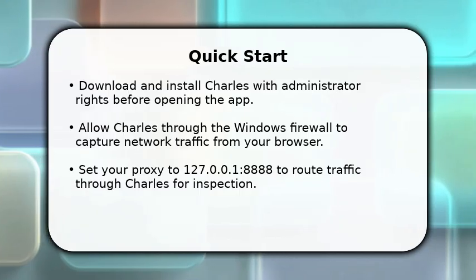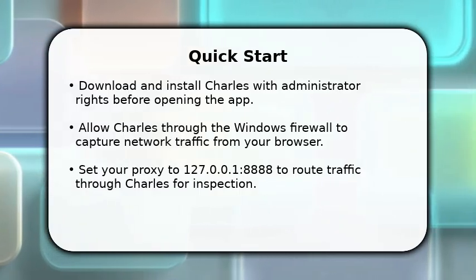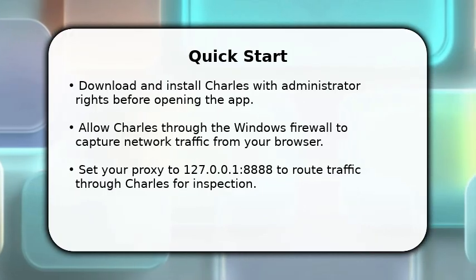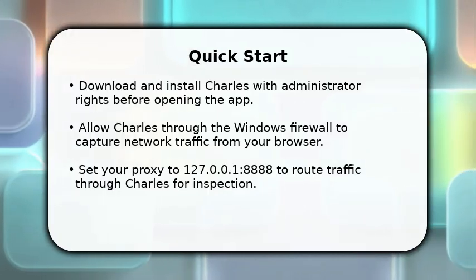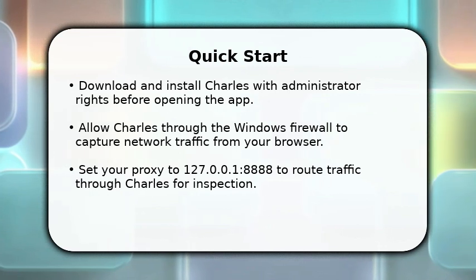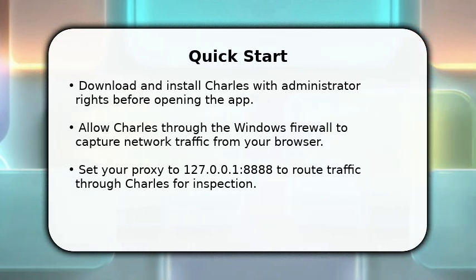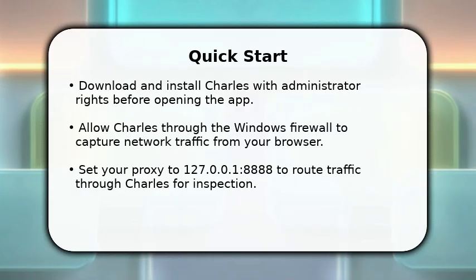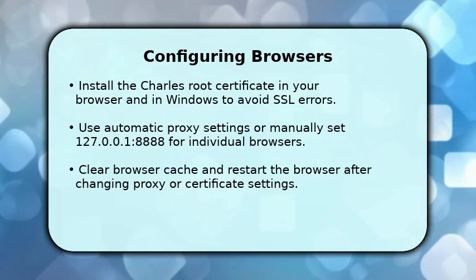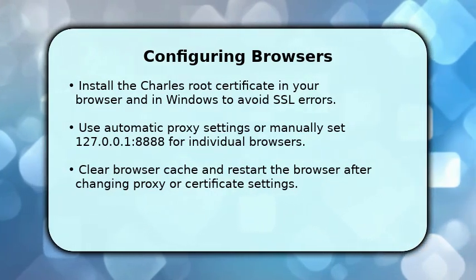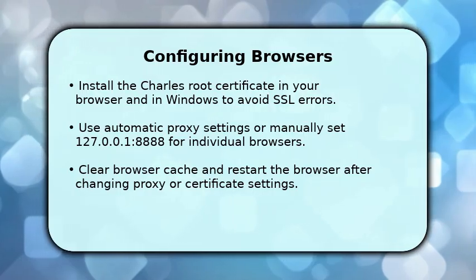Set your browser or system proxy to 127.0.0.1:8888 and test by loading a web page while Charles records again. Once Charles is running, install the root certificate inside your browser to decrypt HTTPS traffic and prevent browser errors.